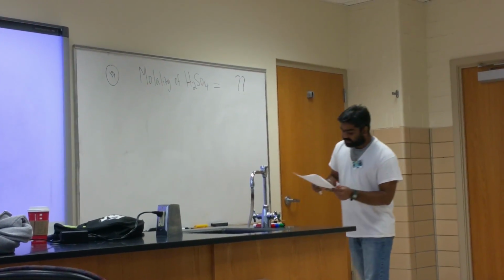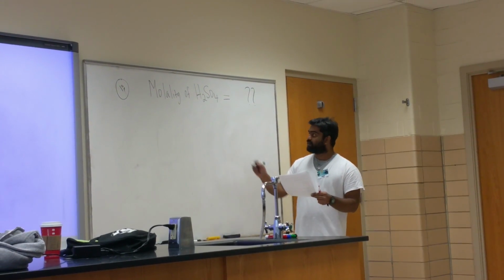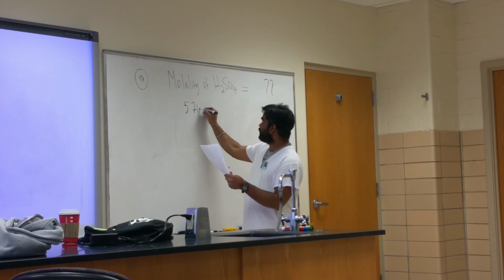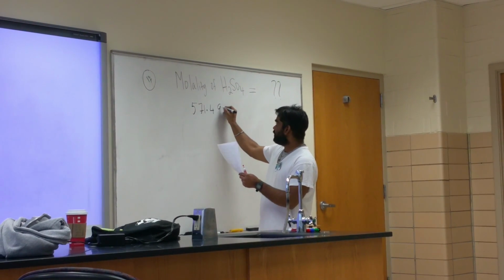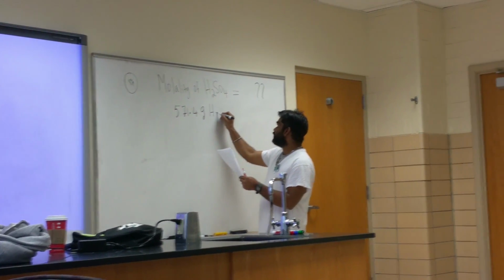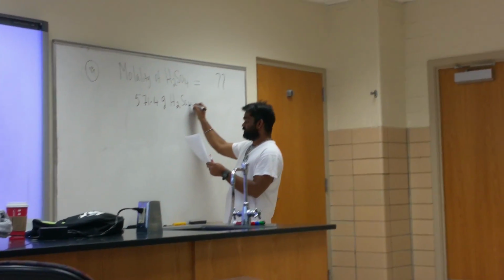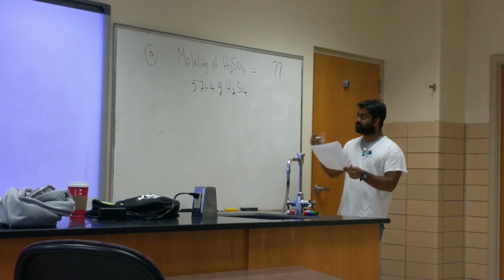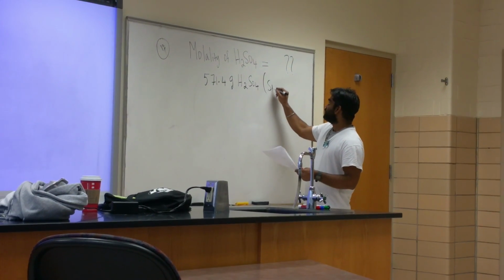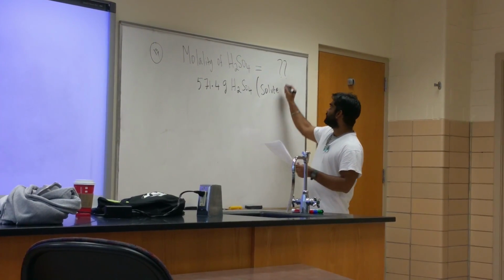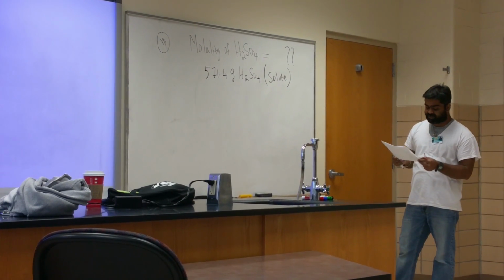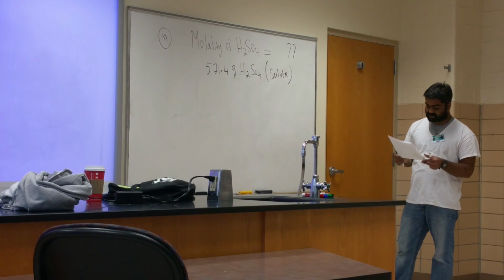So a sulfuric acid solution contains 571.4 grams of H2SO4. Okay? Normally when they give you a mass and the name of some compound, that is usually the solute. There is no magic involved there. Now here's where some of you might need to use some of your math that you're learning.